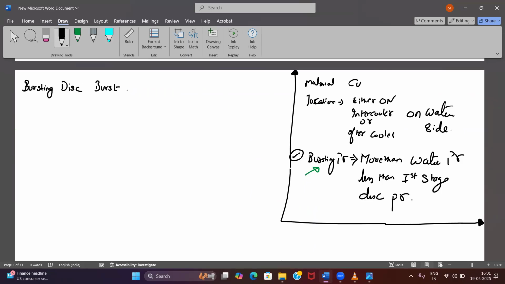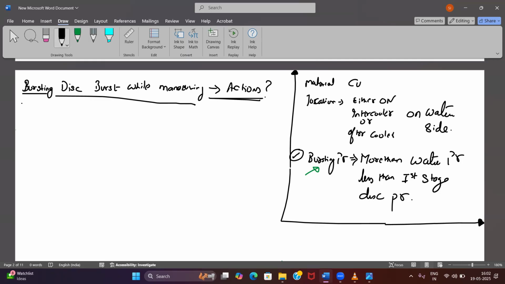Bursting disk burst while maneuvering. This is asked quite often. What will be your action? Sir, first we will inform the bridge and ask them to utilize as little air as possible.